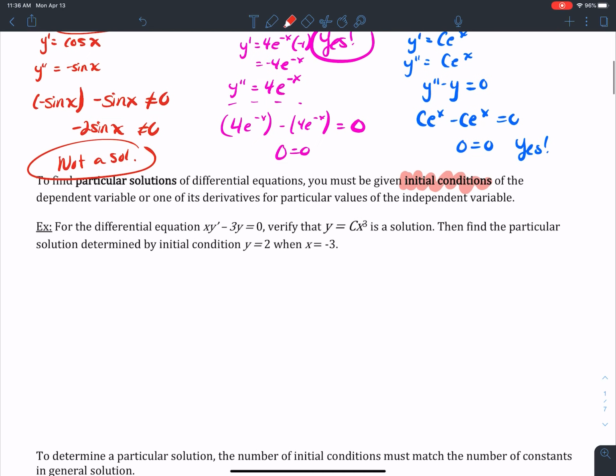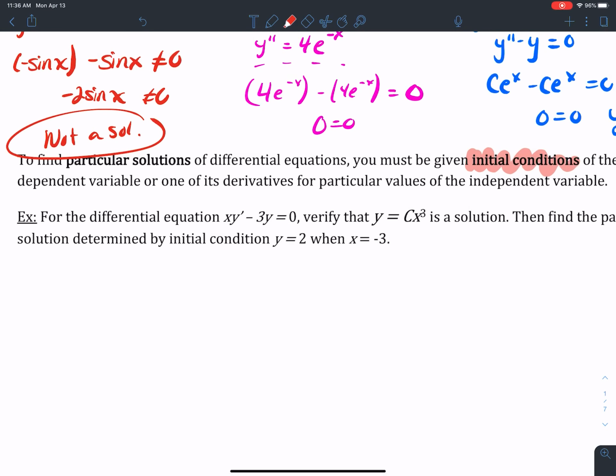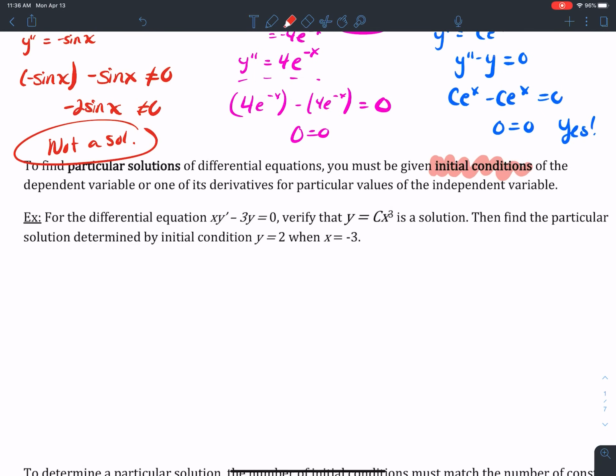For this example, we're given a new differential equation and want to verify that this thing is a solution. What we have here is our general curve. This is a family of cubic functions. It's an infinite number of curves depending on what c is. Once we verify that family of curves actually is a solution, what if I needed to pick just one of them? Our first step would be verifying that this is a solution.